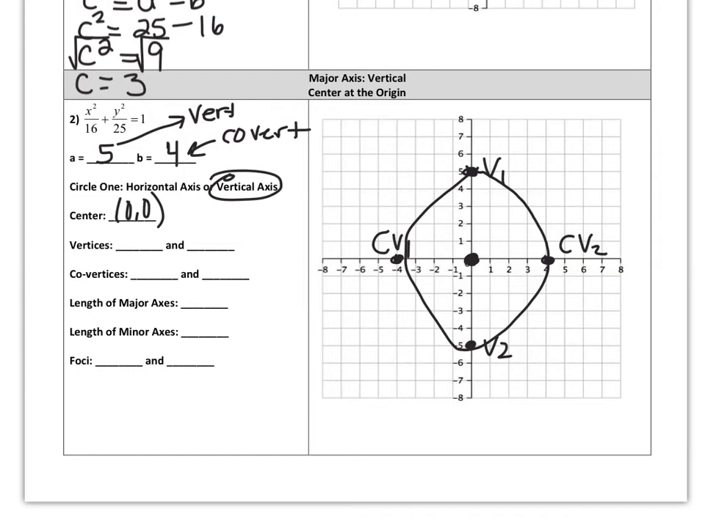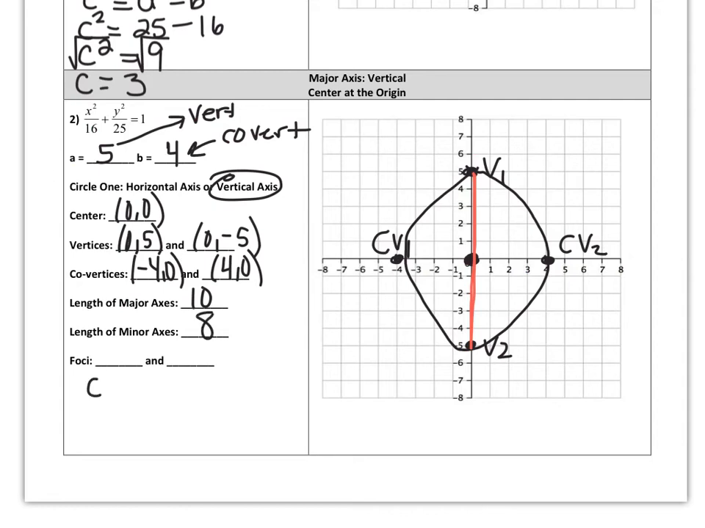So my vertices are 0, 5 and 0, negative 5. My co-vertices are negative 4, 0 and 4, 0. And the length of the major axes, here's the major, right? The major goes along with the vertices. So if I'm going to go up 5 and then down 5, that's got to be 10. Here's my minor axes where my co-vertices lie, so that's 4 and 4, which gives me 8.